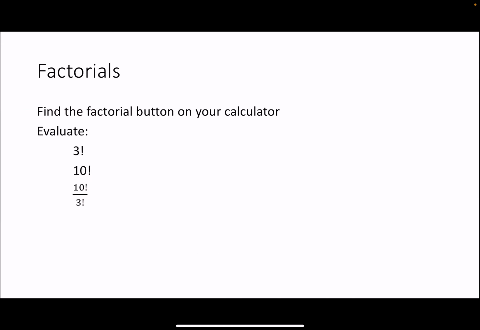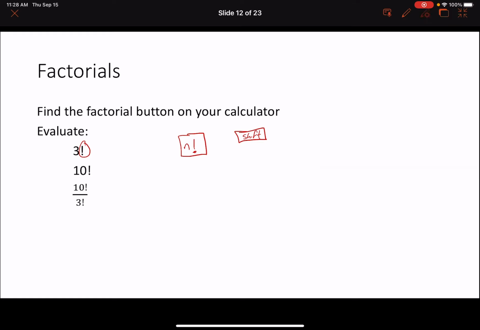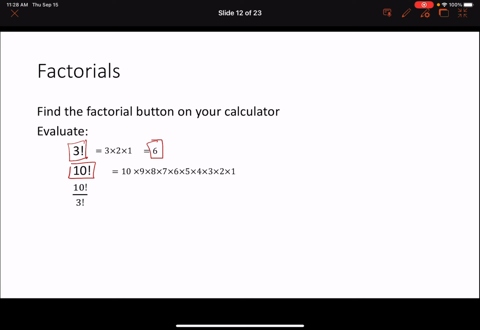Okay, so I just want you to get comfortable with your calculator first. And I want you to find the factorial button. It could say n factorial or it could just say factorial. You might have to push the shift key depending on what kind of calculator you have. So just find the factorial button, and 3 factorial is equal to 3 times 2 times 1, which is 6, right? So when you put it in the calculator, check to make sure you get an answer of 6. Check 10 factorial, you should get a value of this. If you get a value of this, you probably know what you're doing.